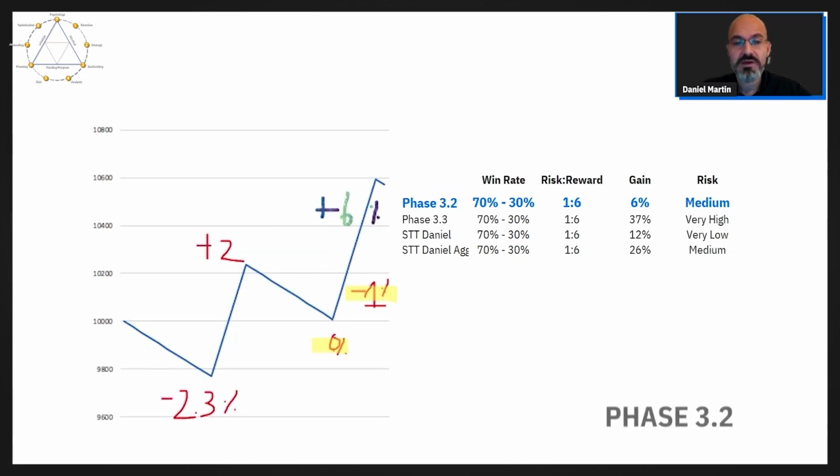So let's move on to phase 3.2. What happened there? We just changed the strategy a little bit, so we just made it even worse. In this case we're still going to make the 1 to 6, but we're going to lose 70% of the time, and we make only 30% winners. Because we are at 1 to 6, we're still kind of making money, but the situation is looking like that.